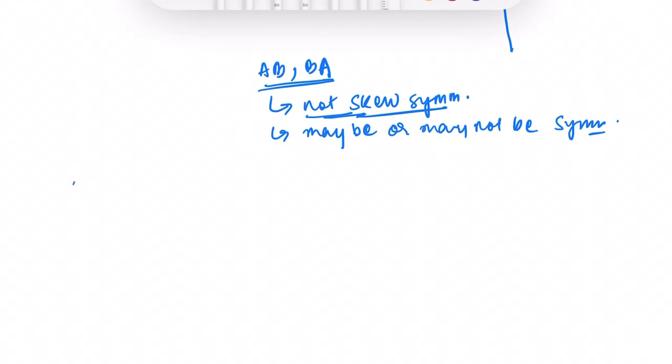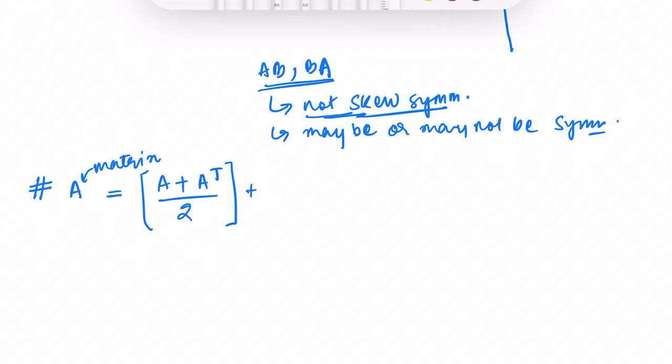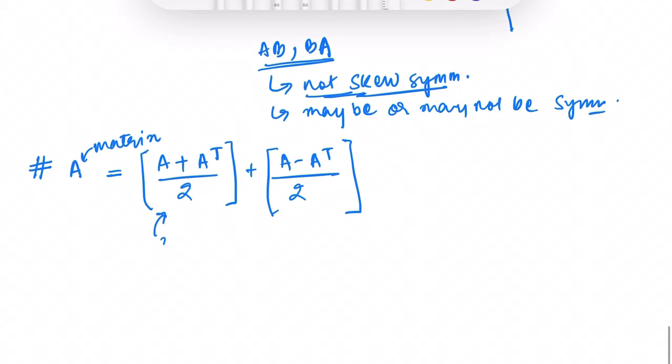If A is any matrix, then generally we can express it in this form: A plus A transpose divided by 2, plus A minus A transpose divided by 2. This is your symmetric part and this will denote your skew symmetric part.